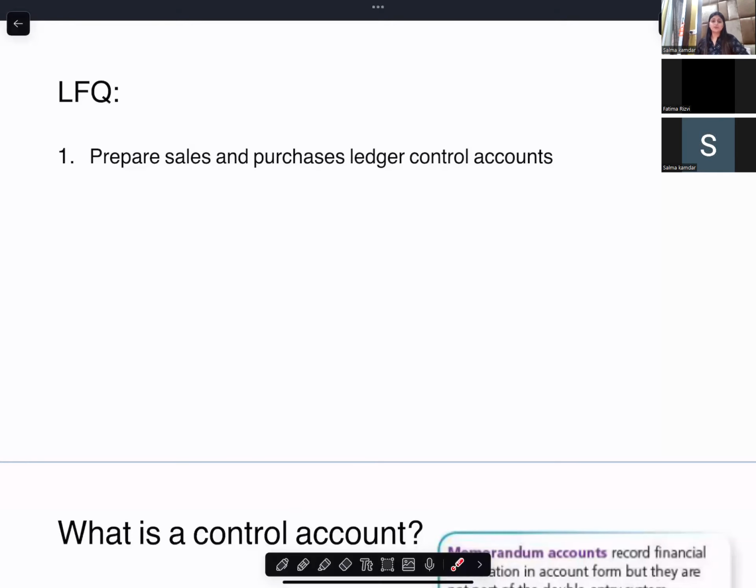Now we are talking about control accounts. Okay. Now what is it? Do you know how many types of ledger we have? 4 types.